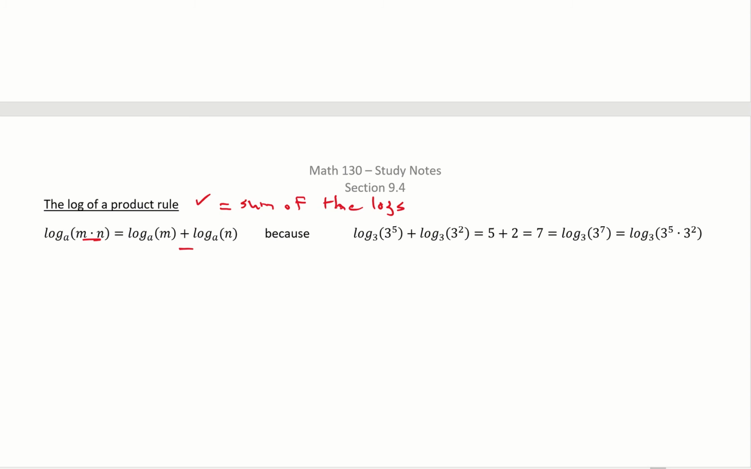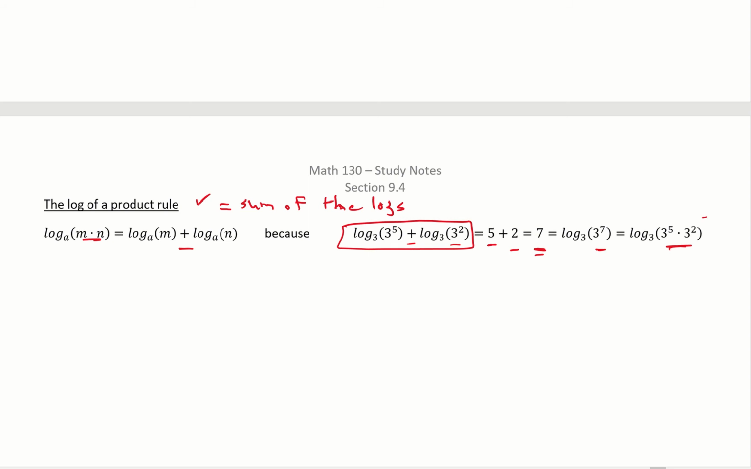Log base 3 of 3 to the 5 is 5. Plus log base 3 of 3 to the 2 is 2. Add them together, you get 7. 5 plus 2 is 7. Yay! But then that's the same thing as log base 3 of 7, which is equal to log base 3 of these two multiplied, and we've done it.